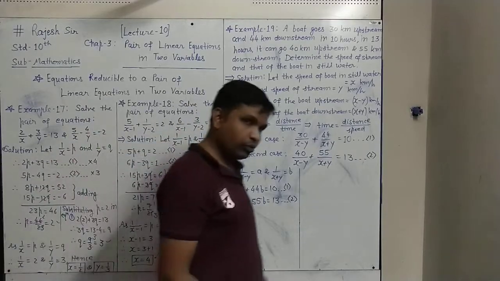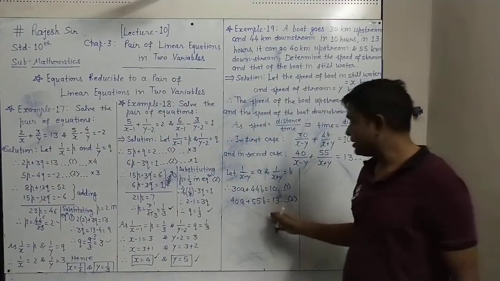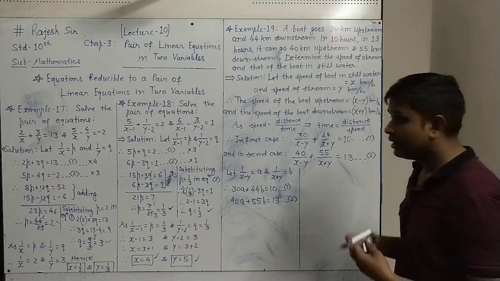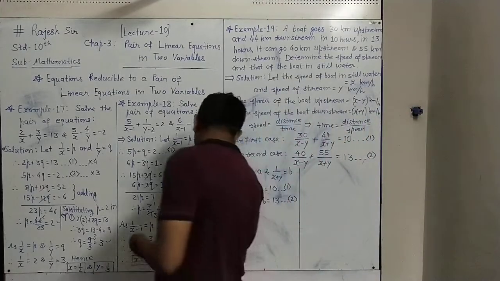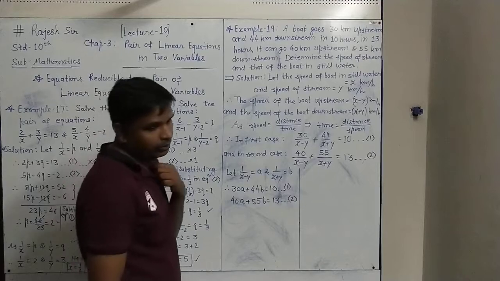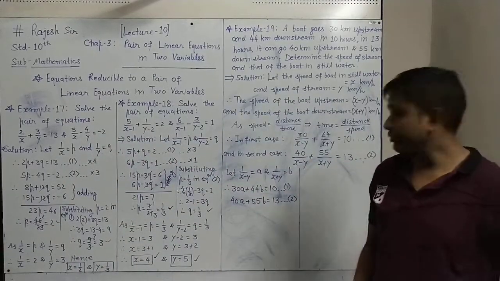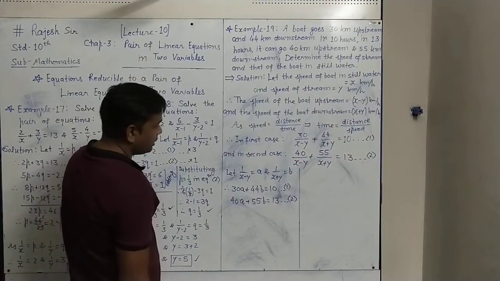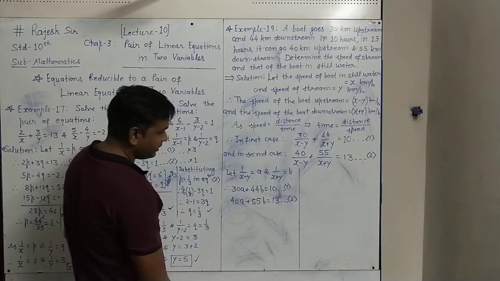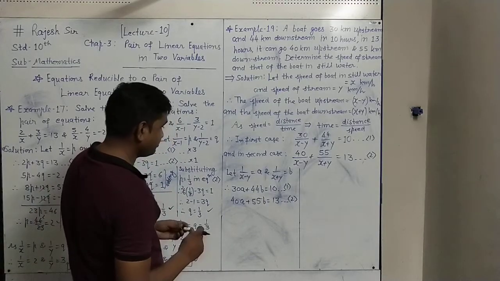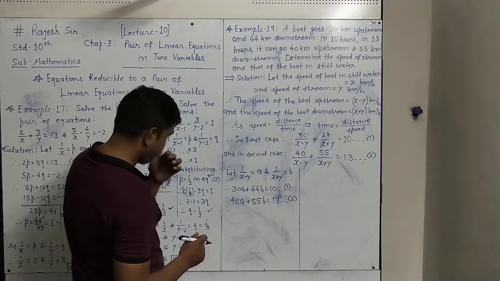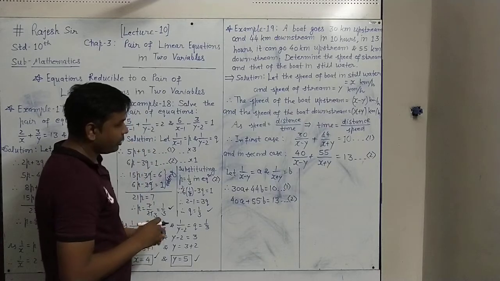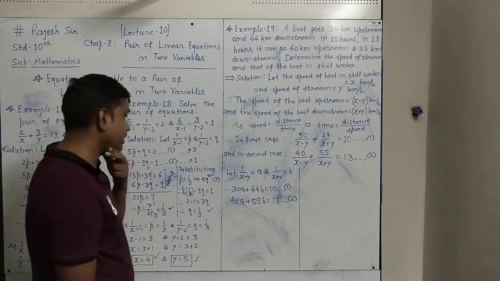Now we have these two, you can see the pair of linear equations in 2 variables. You can solve by any method: elimination, substitution, cross multiplication. So which method do we want to use? If we go by cross multiplication method, then also it will be okay. For the cross multiplication method, minus 10 should be on the left side, right? Or we can do the elimination method also. Any method you can apply.